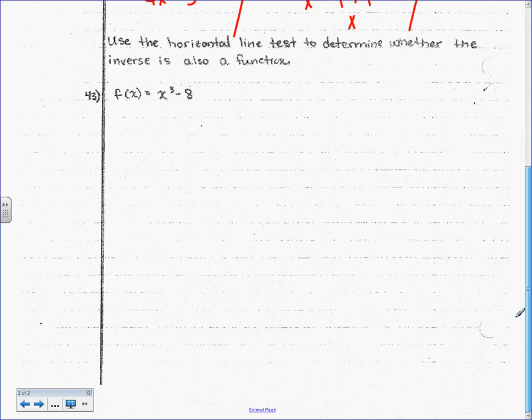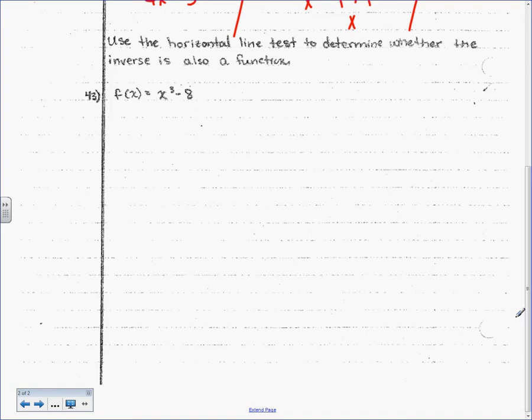All right, last question. Use the horizontal line test. I don't know that you've ever used that before, okay? So use the horizontal line test to determine whether the inverse is also a function. There's lots of different ways to do a problem like this. If they say use the horizontal line test, that's kind of an indicator that they want you to graph the thing, okay? So what we need to do is graph the thing.